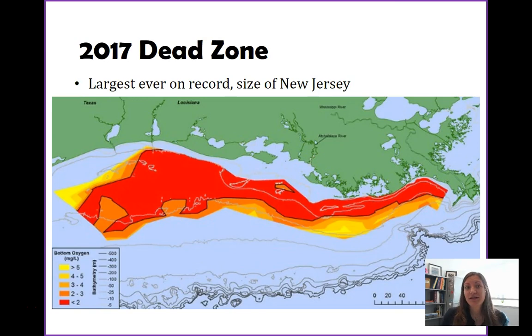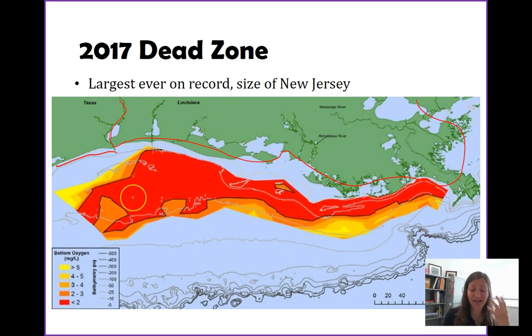Now this dead zone is getting worse. In 2017, so this year, this was the largest dead zone ever recorded in the Gulf of Mexico. Here, this is Louisiana, right along here. And then here we've got Texas. And then here we have the Gulf of Mexico. Now to give you an idea of how large this area is, this is about the size of New Jersey.